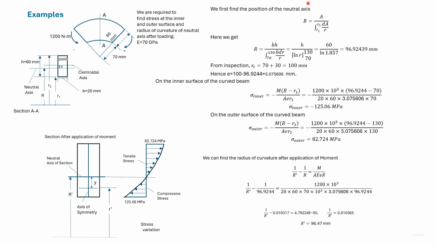So we get a negative stress at the inner surface. At the outer surface, capital R minus R2 is negative, and we get a positive stress. The radius of curvature after application of the moment is given by R dash, and we can use this formula. All the parameters are known, and we find R dash.